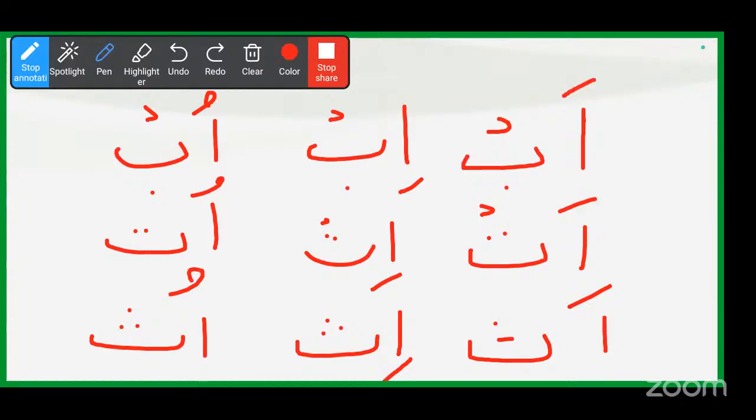This is one way. The other way is putting a shadda on the second letter. Abba, abbi, abbu, atta, atti, attu. Right? Abba, ibbi, ubbu. That will show the correct makhraj when you pronounce it with the shadda.